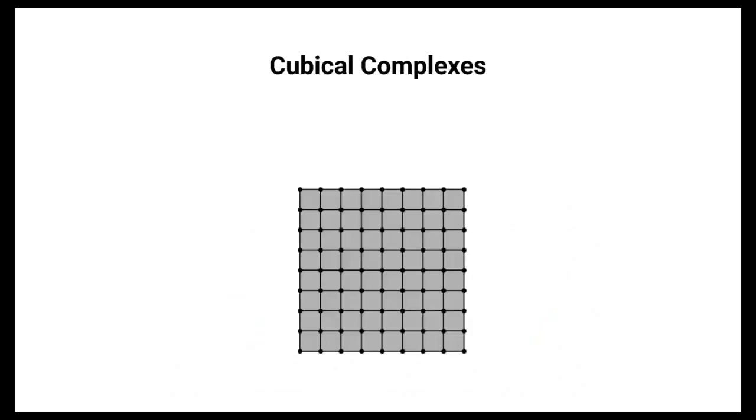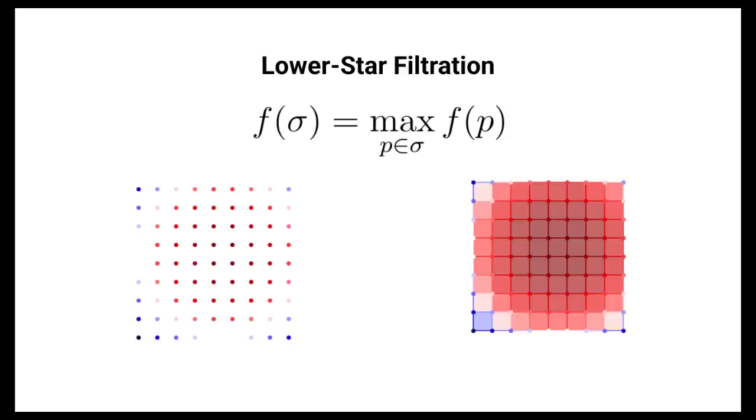In the discrete setting, we can represent a digital image as a topological space via cubical complexes. In this structure, vertices correspond to pixels, and edges and faces connect adjacent pixels. Moreover, a scalar function defined on pixels can easily be extended to edges and faces by taking the maximum value across adjacent pixels.